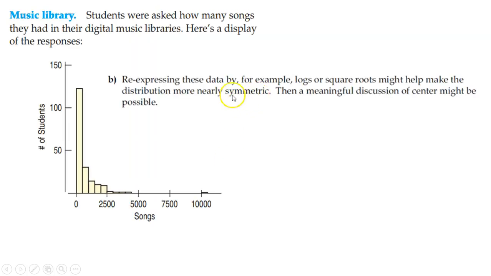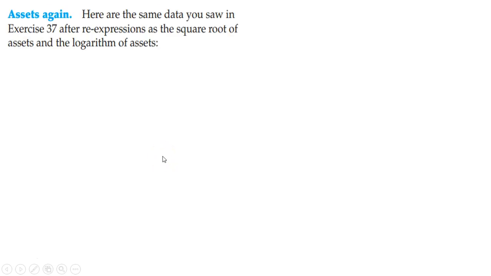And then again, the best way to help out with data where you can't really find a center, because it's so badly skewed and the spacing is so awful, is that if you take logs and square roots of it, it could be very helpful.